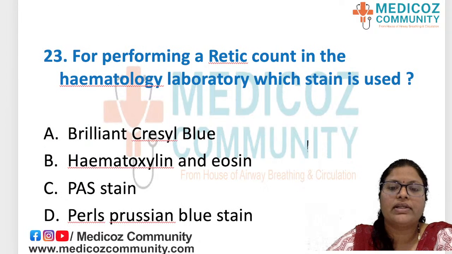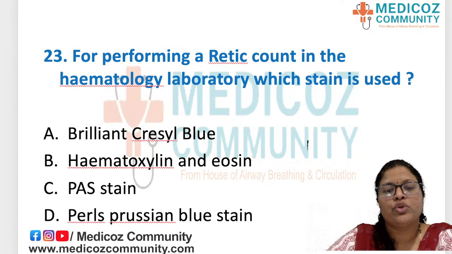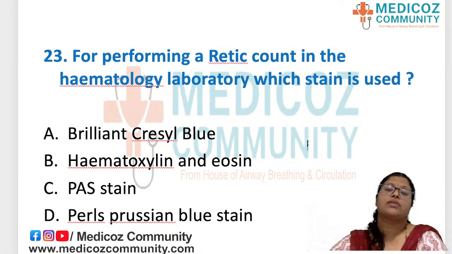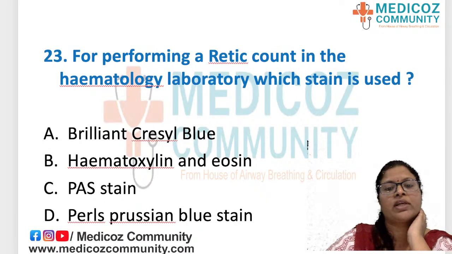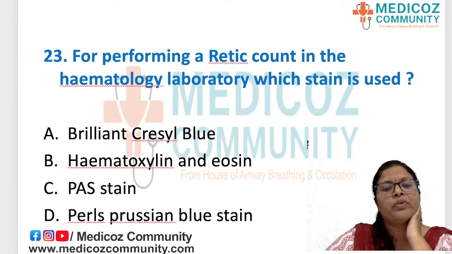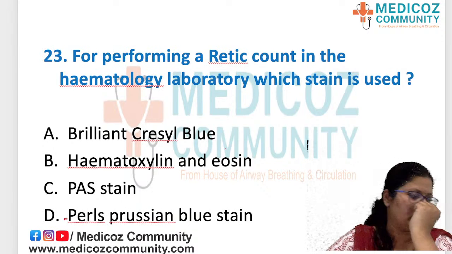For performing a retic count in hematology laboratory, which stain is used? So you also need to know. So this question I've just put up because they are also asking you a lot about stains in your NEET exam. Okay, or if you go for your subject specific exam, INI-CET, they are asking you stains. Okay, so for performing a retic count in hematology laboratory, which stain is used? Is the answer brilliant cresyl blue A, B H&E stain, C PAS stain, D Perls' Prussian blue stain? What do you think the answer is?